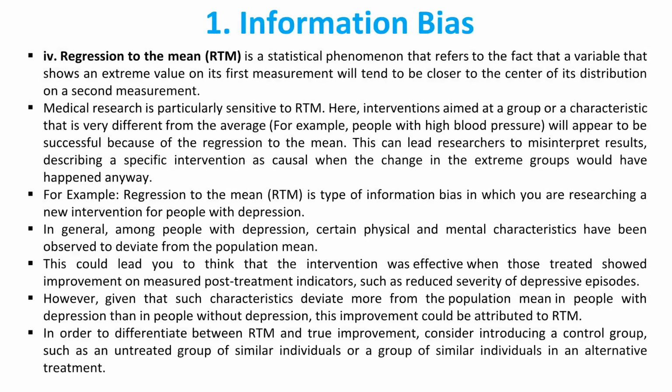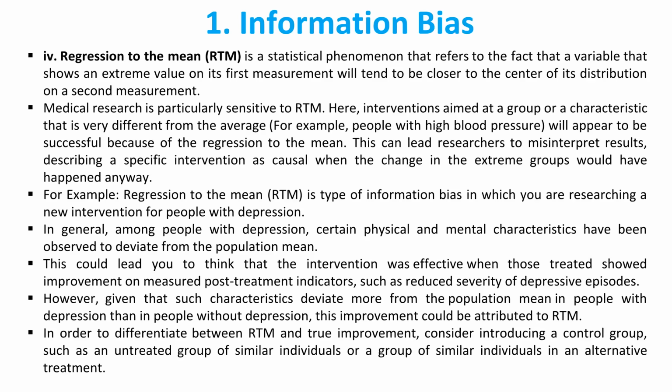Regression to the mean, RTM, is a statistical phenomenon that refers to the fact that a variable that shows an extreme value on its first measurement will tend to be closer to the center of its distribution on a second measurement. Medical research is particularly sensitive to RTM. Here, interventions aimed at a group or a characteristic that is very different from the average, for example, people with high blood pressure, will appear to be successful because of the regression to the mean. This can lead researchers to misinterpret results, describing a specific intervention as causal when the change in the extreme groups would have happened anyway.